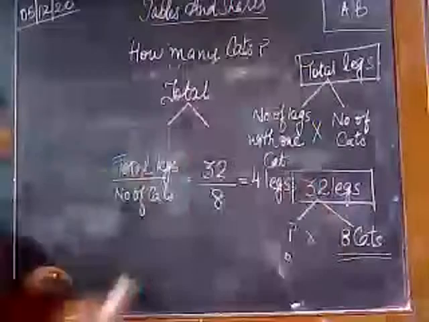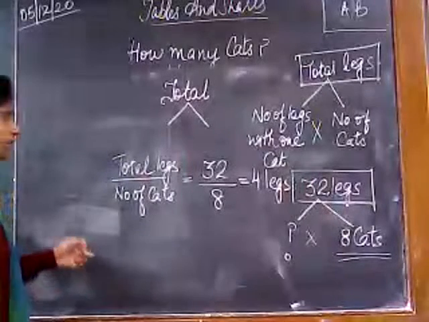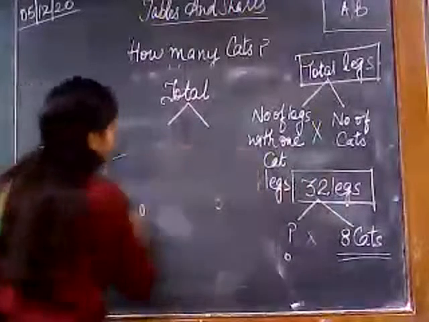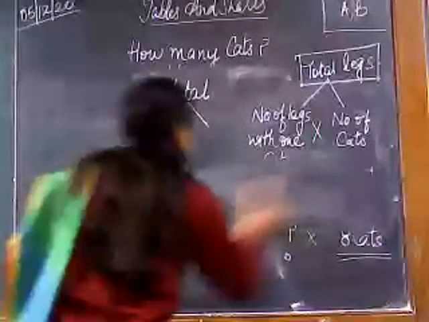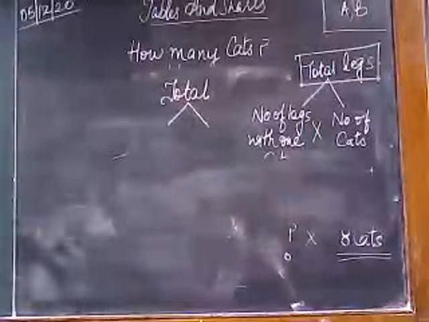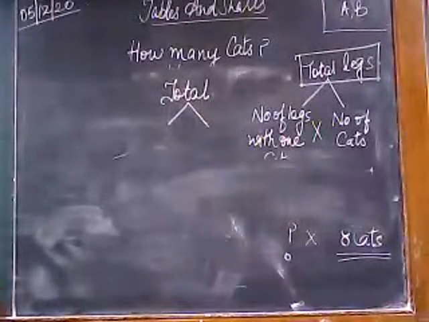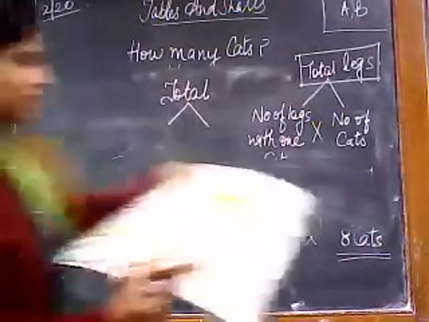Okay, children. Now coming to the question that is there in your textbook. I want you to take these two questions as your classwork. We found out earlier that if there are 28 legs, how many cats will be there?